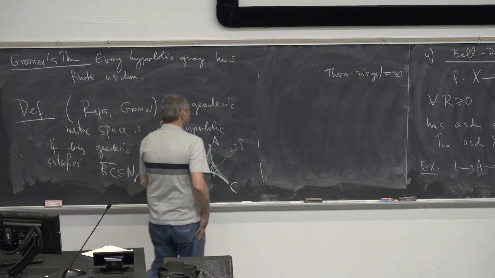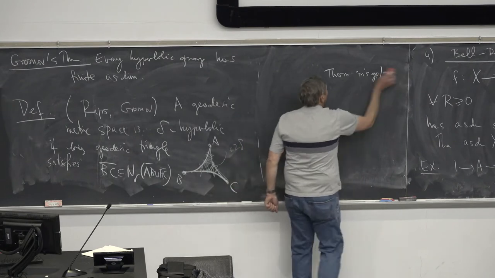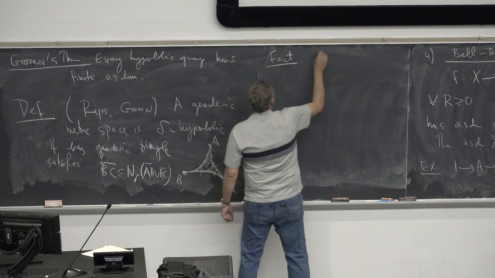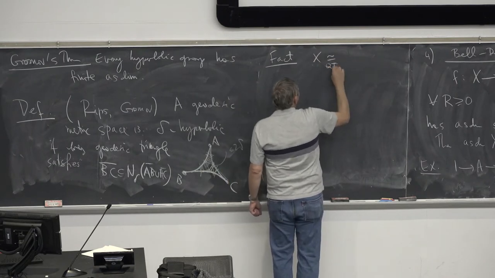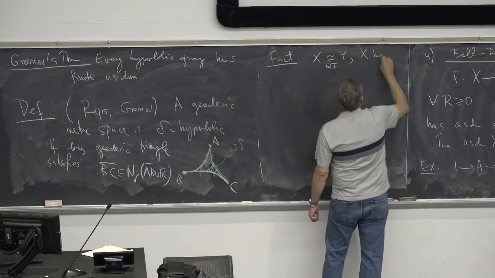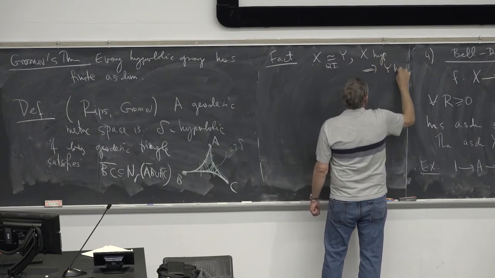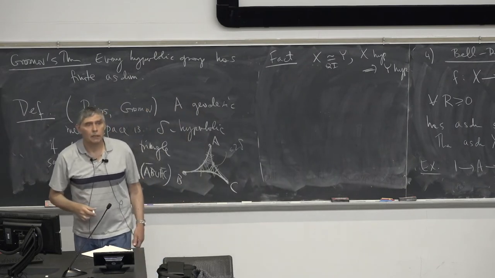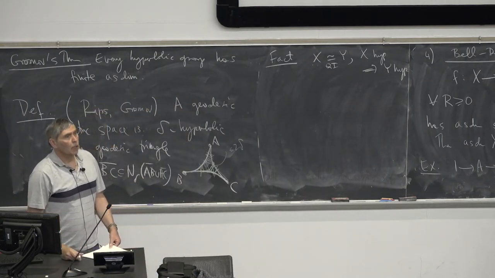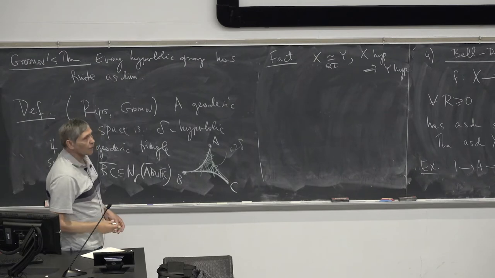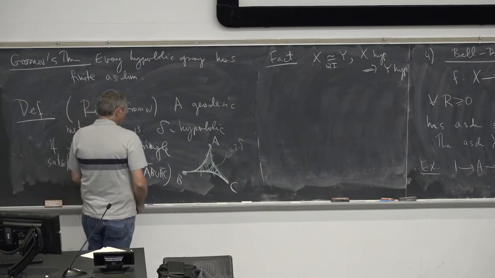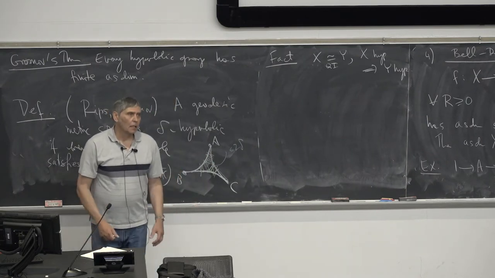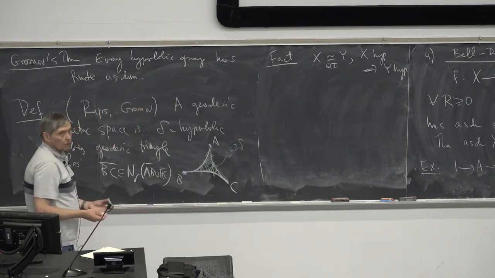Being hyperbolic is another large-scale invariant. So in fact, if X and Y are quasi-isometric and X is hyperbolic, then Y is hyperbolic. For example, the Euclidean plane and the hyperbolic plane are not quasi-isometric to each other, because the hyperbolic plane is hyperbolic. That's why it's called a hyperbolic plane. The triangles look like this in the hyperbolic plane. In the Euclidean plane, they don't, even though they both have the same asymptotic dimension, namely 2.